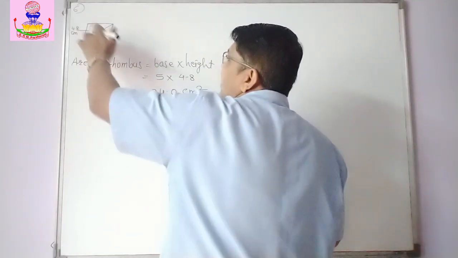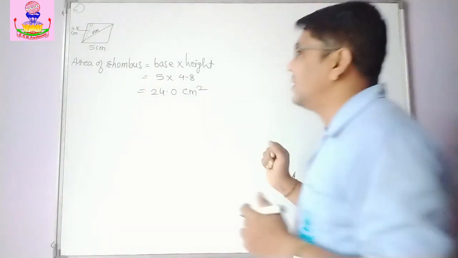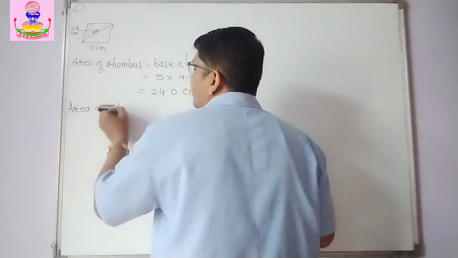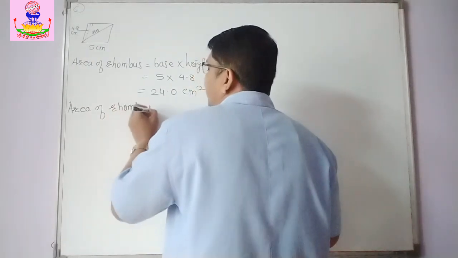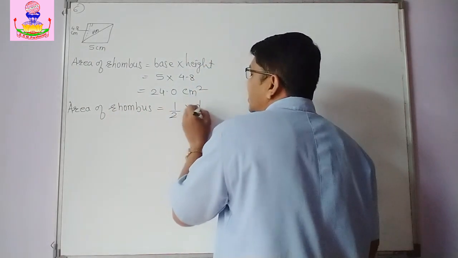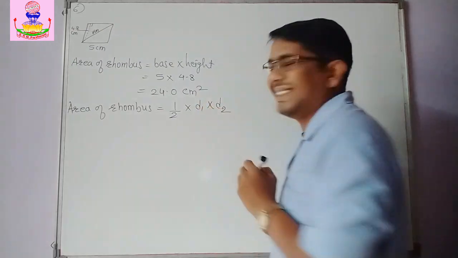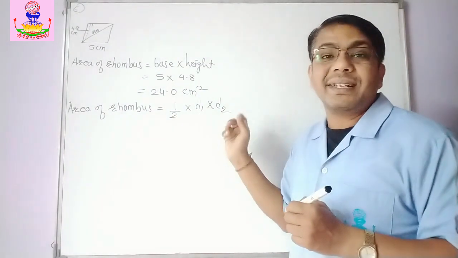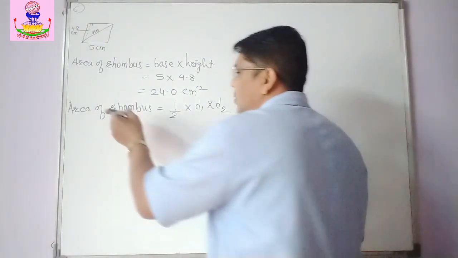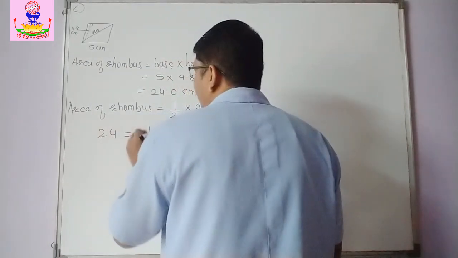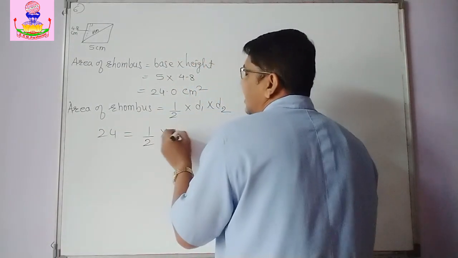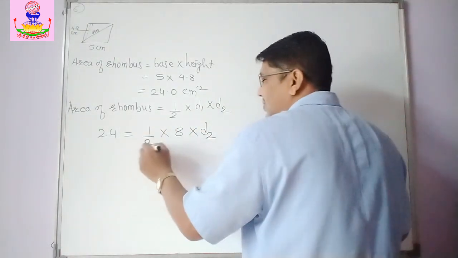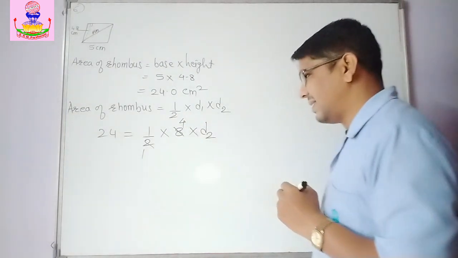Now I want to find the length of the other diagonal. To find the length of the diagonal, I am going to use this formula. Area of rhombus is equal to half into d1 into d2. Right? Now, I know the area, I know the length of one diagonal. Can I find the second? Yes, of course I can. So, area of rhombus 24, half into d1 is 8. I don't know d2. Now 2 1s are 2, 2 4s are 8.